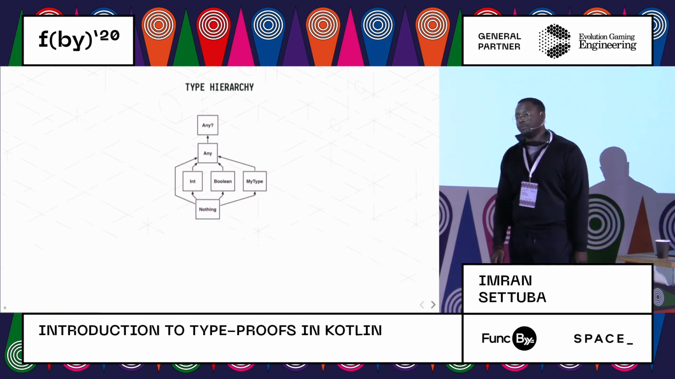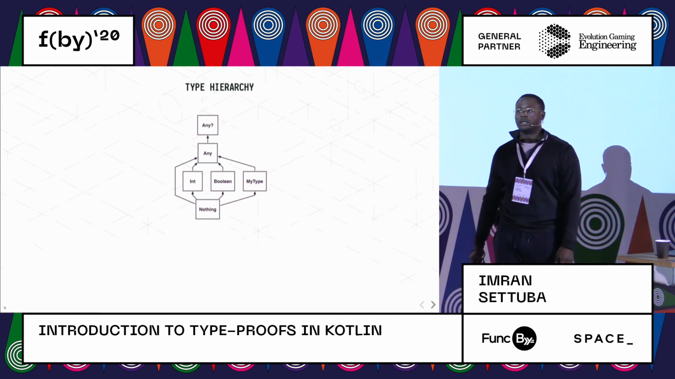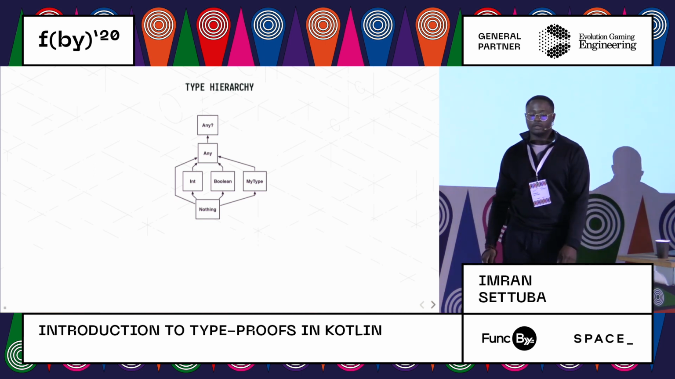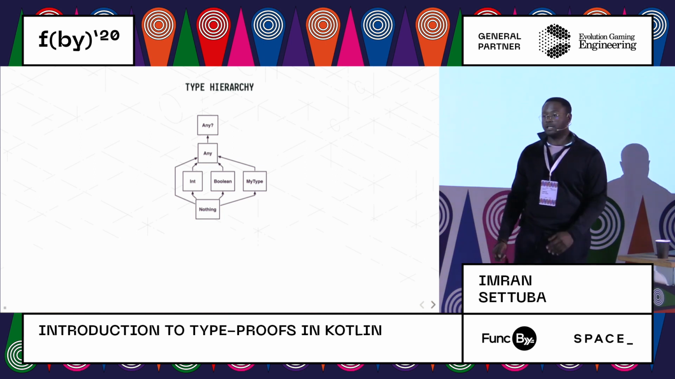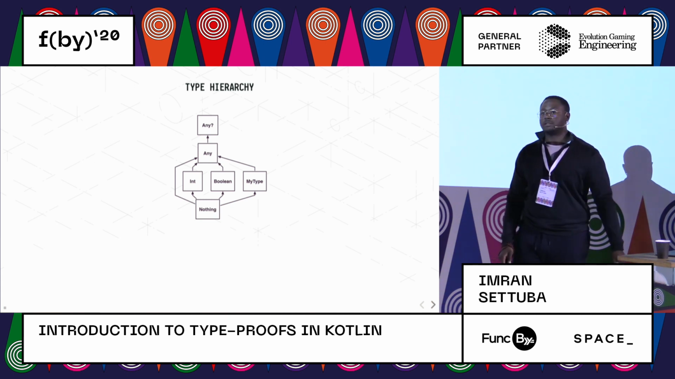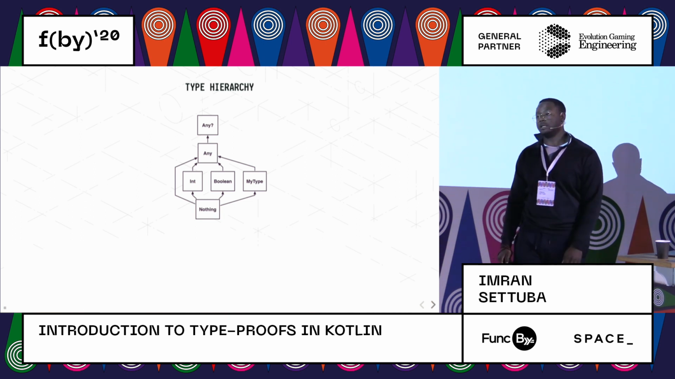Before we go into type proofs, we might as well look into how the type hierarchy in Kotlin looks like, and for that, I made a small diagram. Nothing is our bottom type in Kotlin. We have Any and Any nullable, which is our top level type in Kotlin, and everything that the user describes, whether these are built-in types or types that you declare, are essentially in between Any and Nothing.